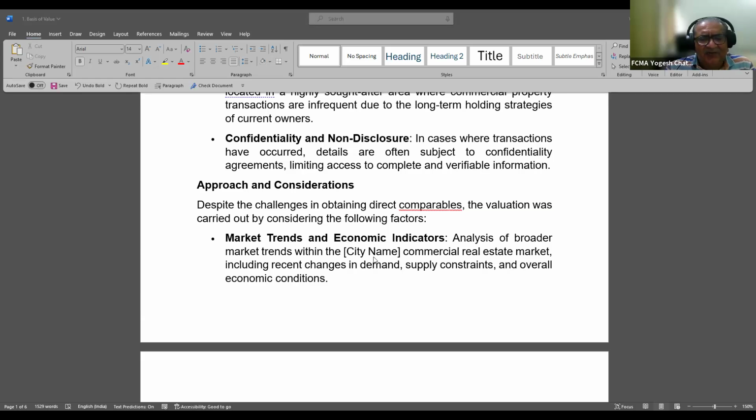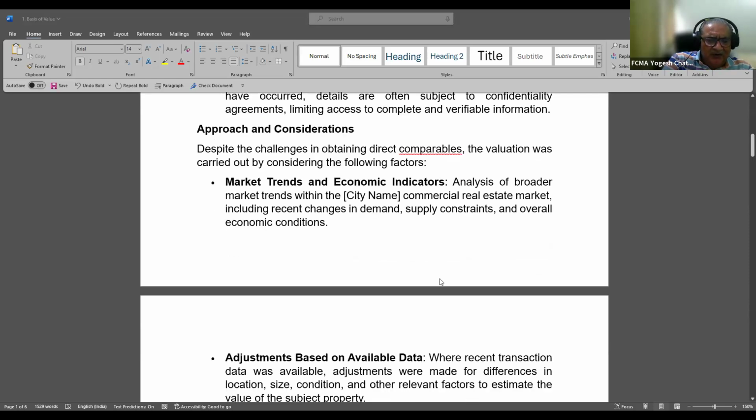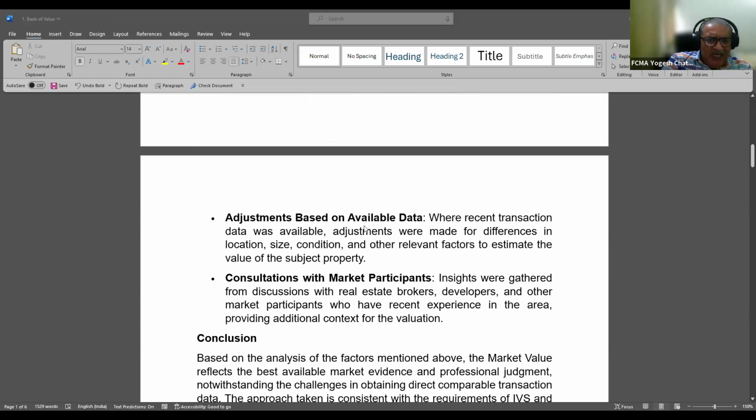So, market trend and economic indicators: analysis of broader market trends within the so-and-so commercial real estate market, including recent changes in demand, supply constraints, and overall economic conditions. Adjustment based on availability of data. Where recent transaction data was available, adjustments were made for differences in location, size, condition, and other relevant factors to estimate the value of the subject property. So these are the considerations for adjustment: location of the property. Even actually, you may come across a property. Let us take an example.